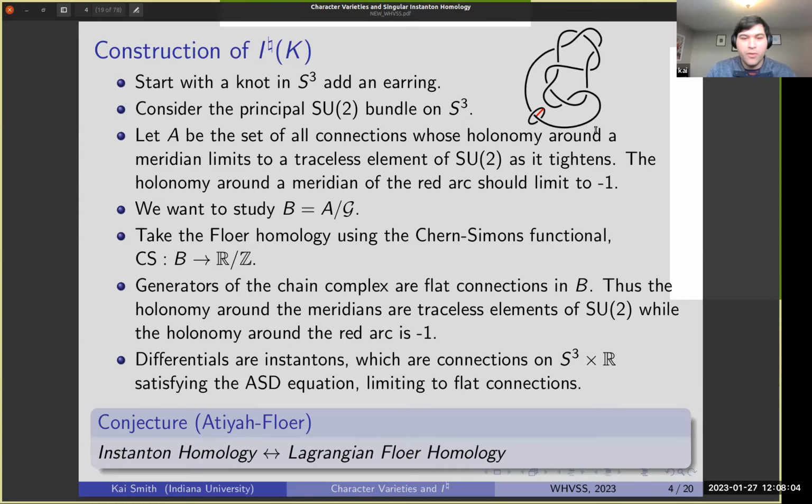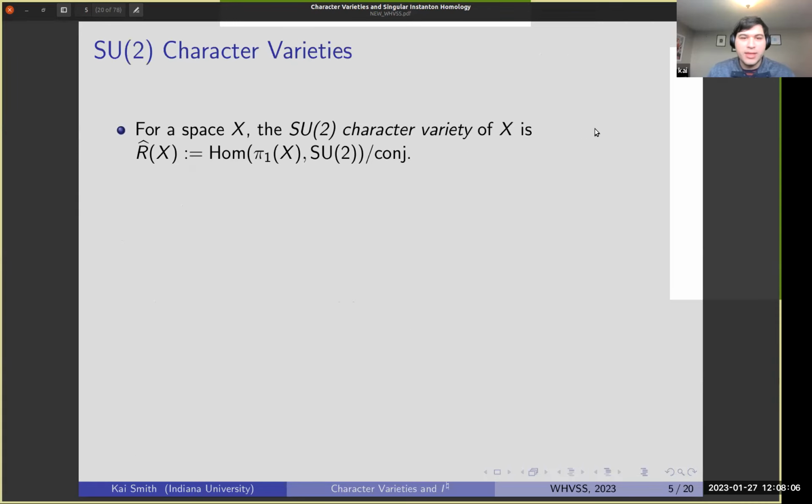So before I can explain what the idea is, there's a couple key definitions.